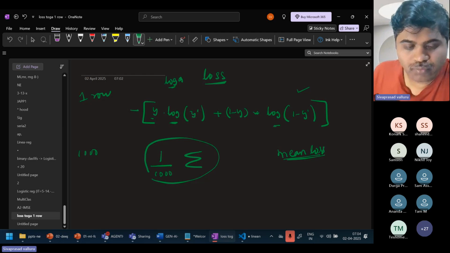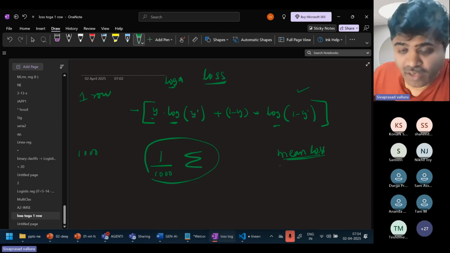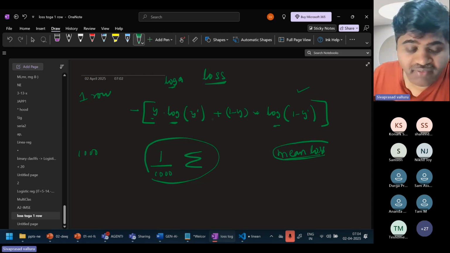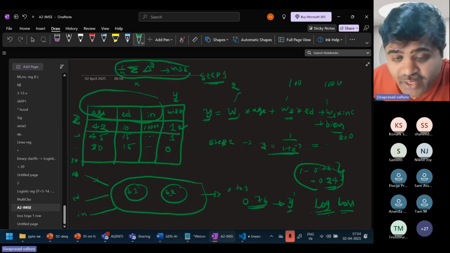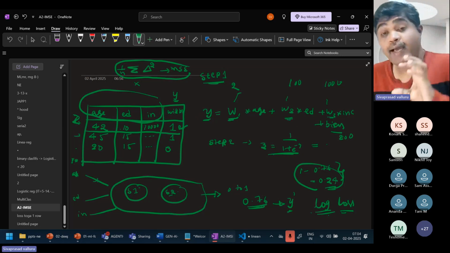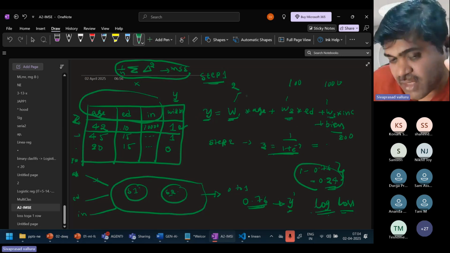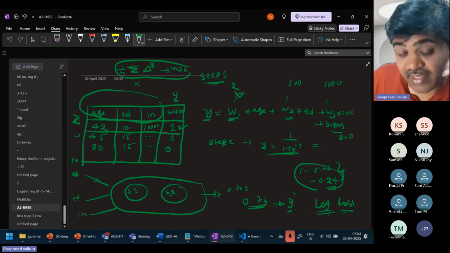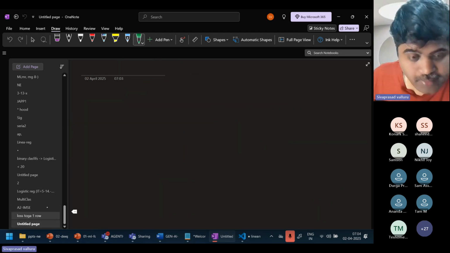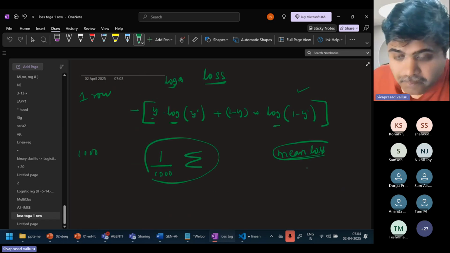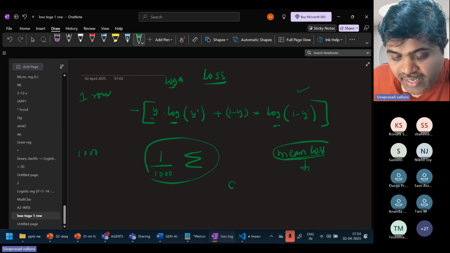Then what? The algorithm will identify, oh, there is a loss. That means the weights are not correct. Then what the algorithm will do, it will adjust the values of W1, W2, W3. How to adjust the weights? The value of weights will be calculated based on the mean loss. Again, there is a formula. It will use derivatives.